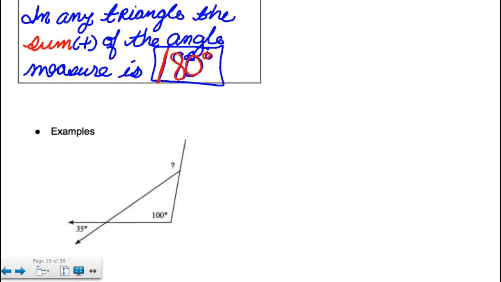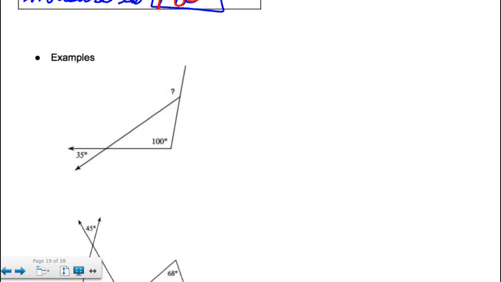So let's go take a look at my first example. I'm not just going to give you a plain triangle and label two of the angles and ask you for the third, where you just subtract from 180, because you won't struggle with those. I'm going to shake it up a little bit. I'm looking for this angle. It's called an exterior angle because it's outside of the triangle.